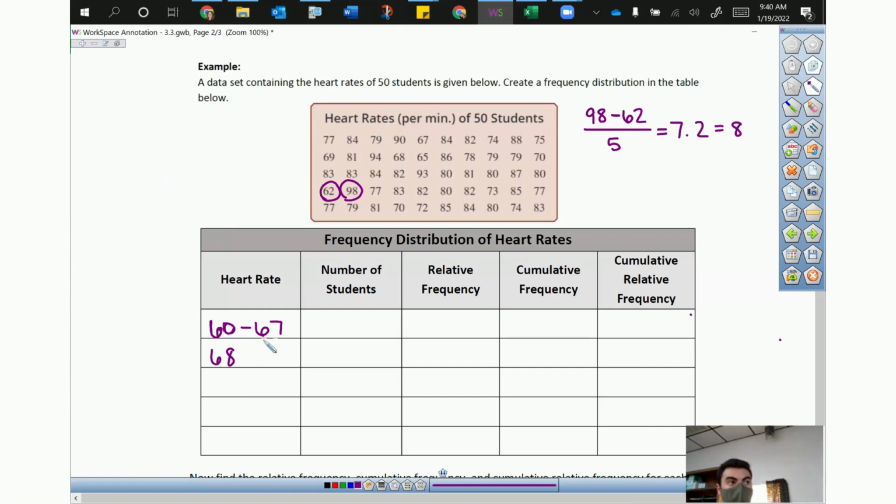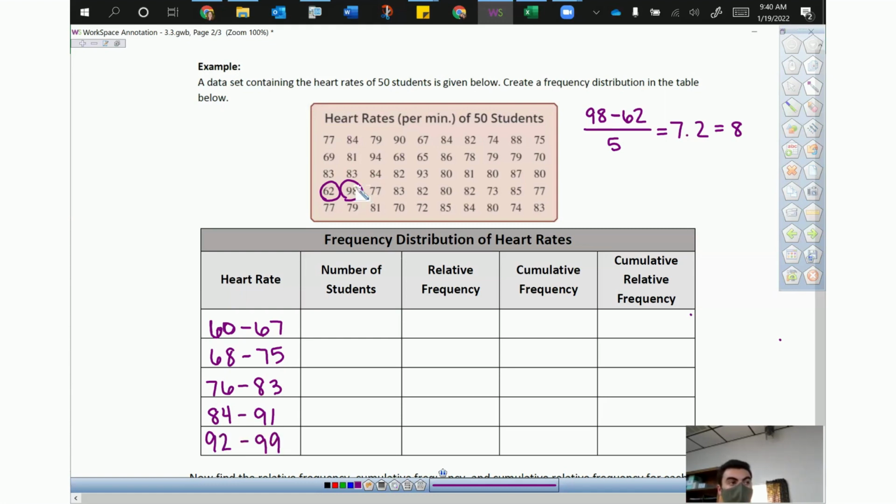So 68, and then I'm going to add 7 to it. So 68 plus 7 is 75. So that means this one's going to start at 76. We're going to add 7 again, which would be 83. So this would start at 84. Add 7, which would be 91. So this would start at 92. Add 7, and that goes up to 99.